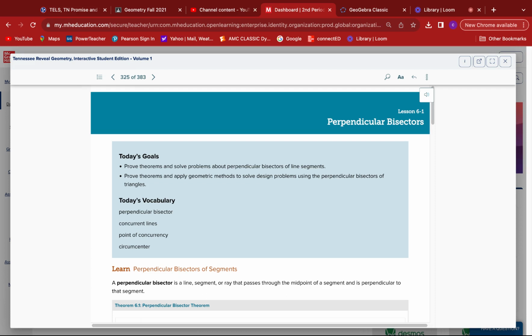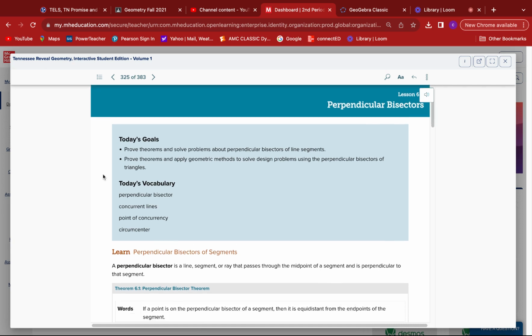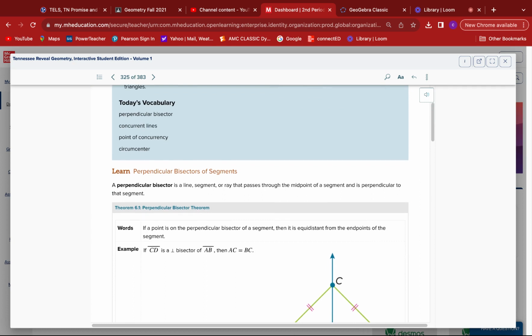Perpendicular means you are looking at a 90-degree angle. Bisector means it has cut something in half. In this particular one, you're cutting a segment into two congruent parts. All right, so perpendicular bisector, there you go.